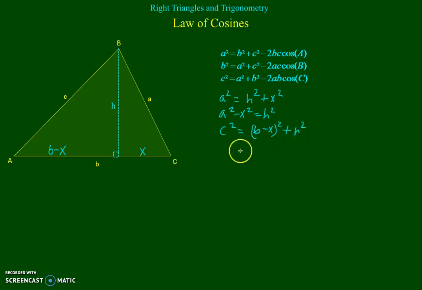Now I'm going to solve this one for H, so C squared minus (B minus X) squared equals H squared. I just subtracted this from both sides. Now we have this expression equals H squared, and this expression equals H squared. So I'm going to set those equal to each other. A squared minus X squared equals C squared minus (B minus X) squared. And what I'm going to do with this is expand this binomial.